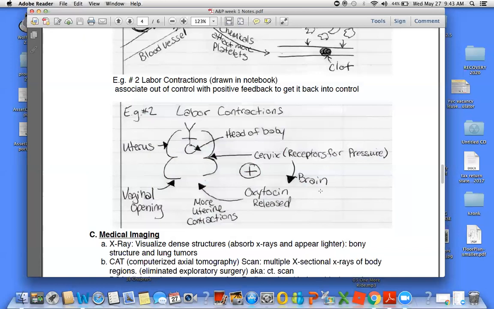This is an example of positive feedback, an example of an infrequent event. You're not pregnant constantly. You're not giving birth every day. An infrequent event that leads to homeostasis, the removal of the baby from the body to bring things back to normal. So I kind of think of it as out of control situations that get even more out of control in order to get everything back to normal. So you got to get that baby out. That cervix has receptors for pressure and causes a lot more contractions when the baby stimulates it.